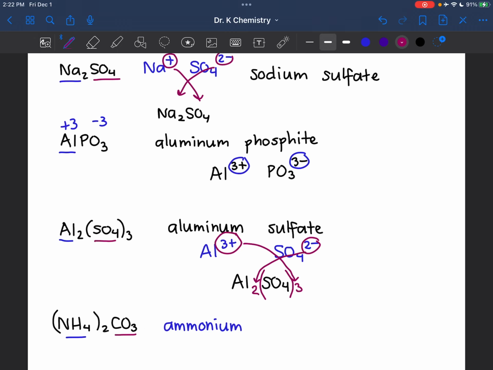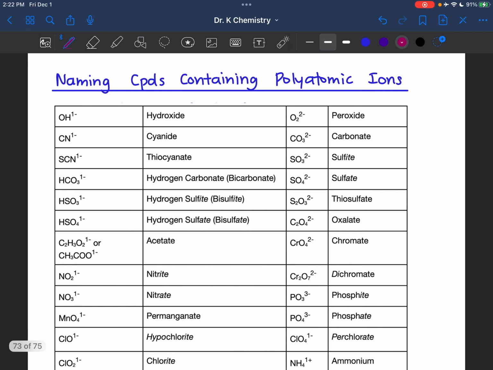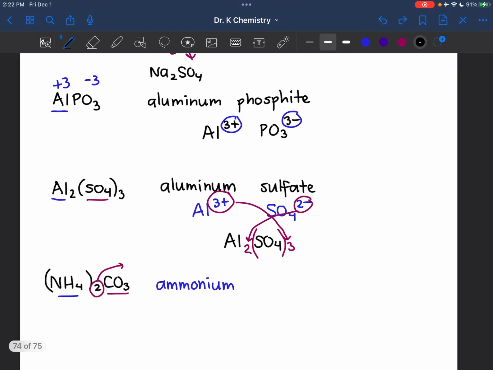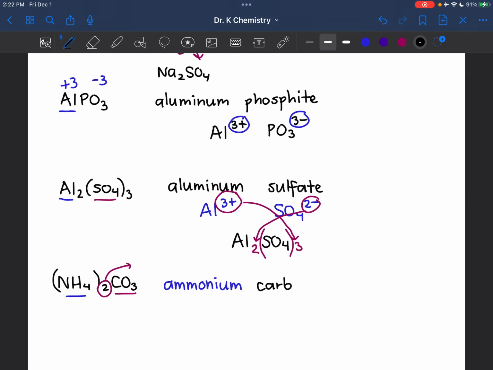And it is bonded to CO3. Notice that the ammonium had a +1 charge, so this too must have come from the CO3. And that matches carbonate. That's CO3 with a -2 charge. So I would just call this ammonium carbonate.